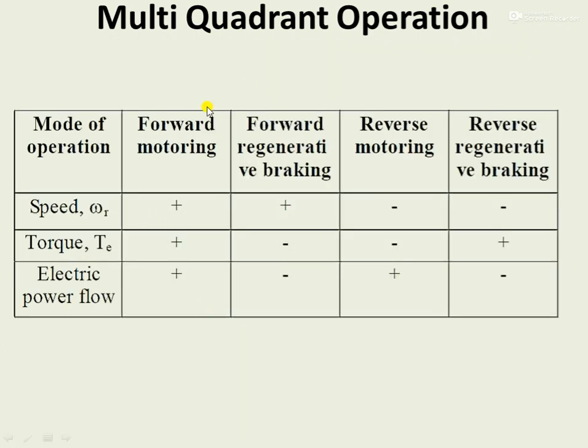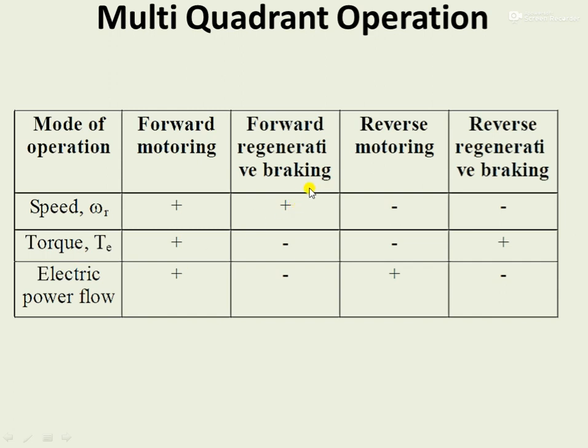The multi-quadrant operation discussed so far is expressed in a tabular column here. This will give you more understanding. If you see in this first quadrant, that is during the forward motoring, both the speed and torque are positive. So the electric power flow is also positive. So the energy conversion will be from electrical energy to mechanical energy.